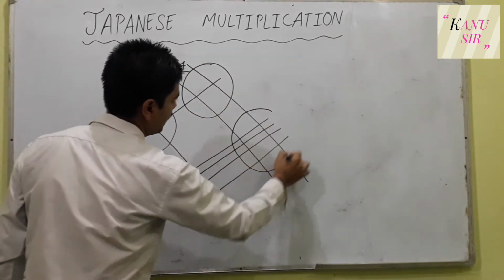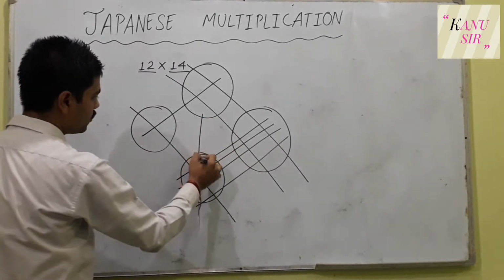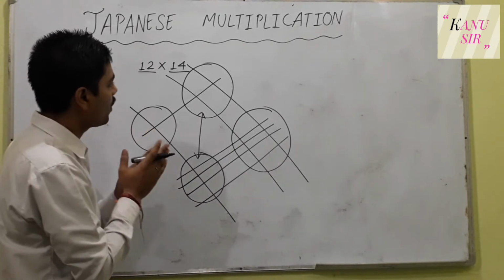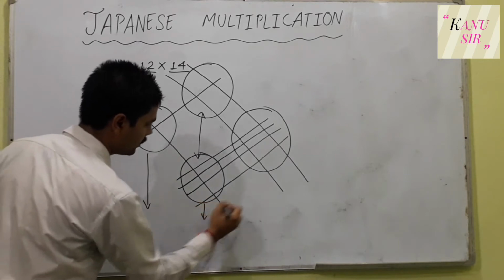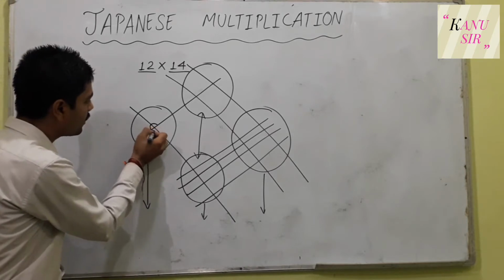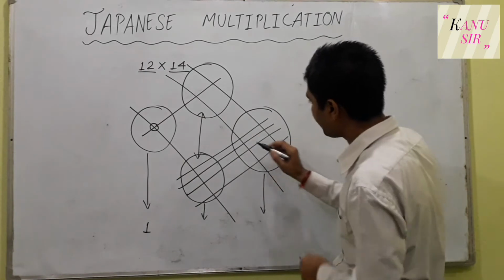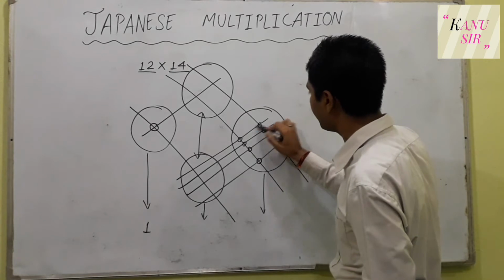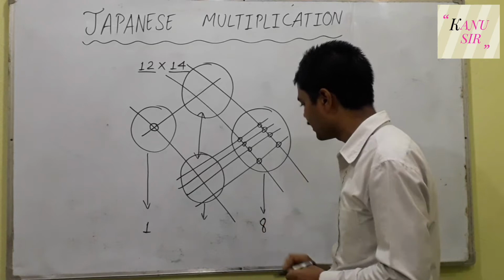These 2 areas we have to add. We just make the sum of these 2 areas, and this comes down. So how many crossing points are there? Just 1. So it is 1. And how many crossing points are here? 1, 2, 3, 4, 5, 6, 7, 8. So there are 8 crossing points on the right side, so we write 8.